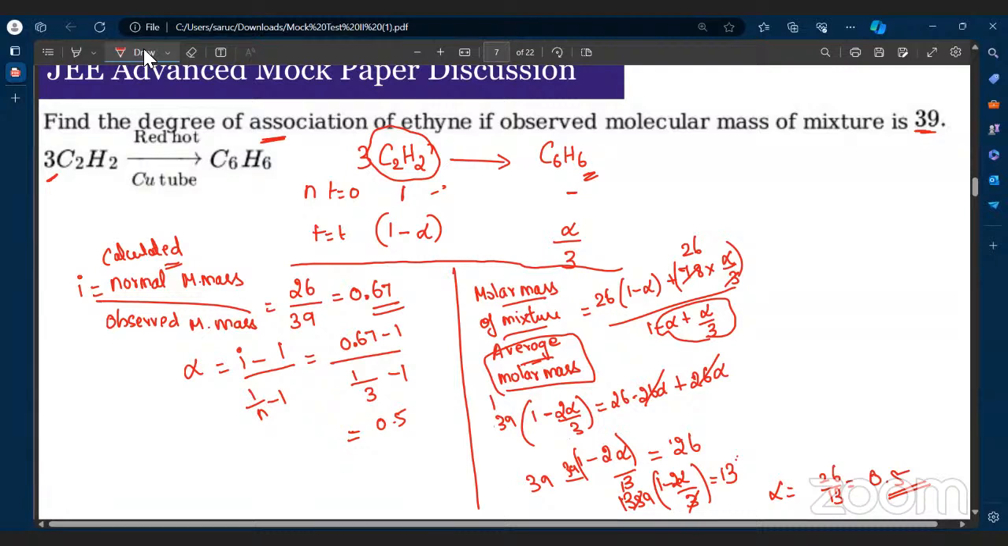I have explained both the methods. Clear? Clear with this question, everyone? Shall I move to the next question? Yes, fine. So moving to the next question.